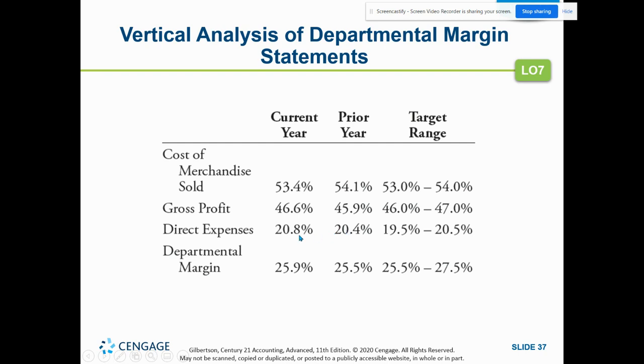Our direct expenses, those are the expenses directly related to the selling of the individual items, went up, so they're a little bit over our target range for the current year. And then our departmental margin went up. It went up by 0.4 here, and so did the departmental margin go up by 0.4. So we just look at those numbers and compare them to the previous years, just to see how we're doing.